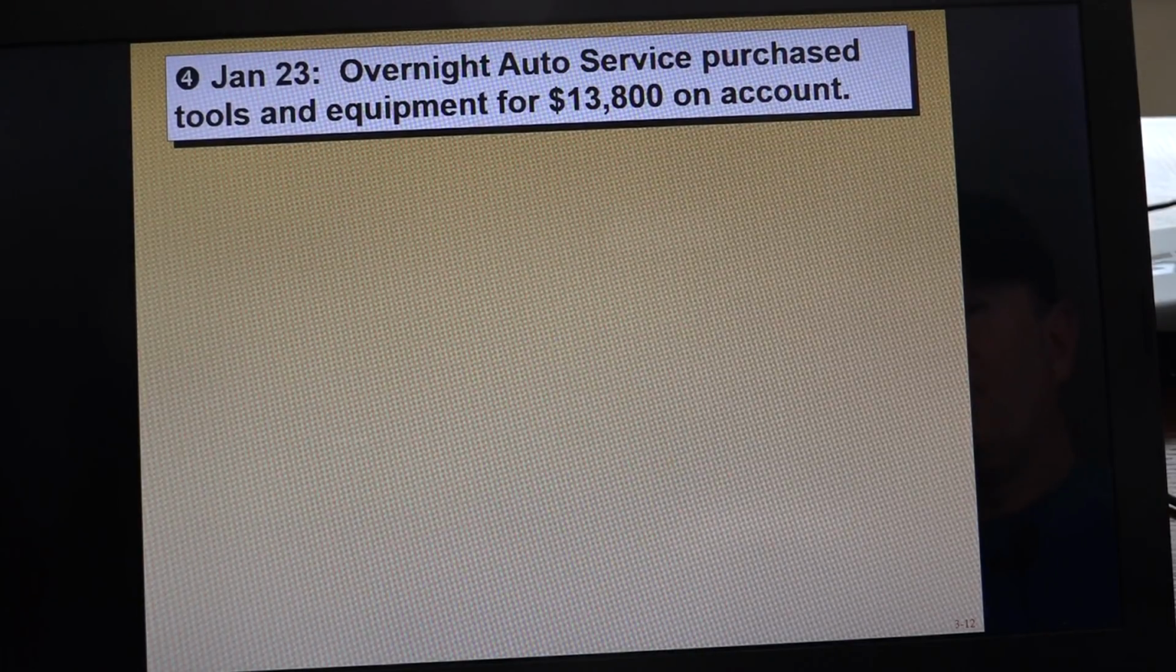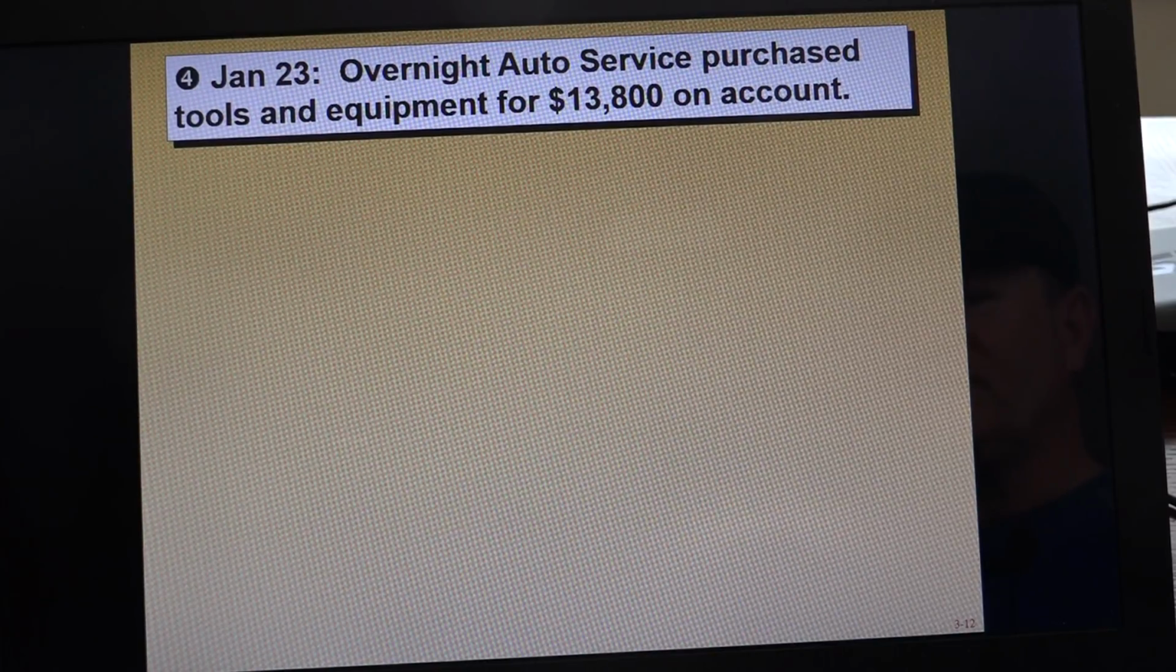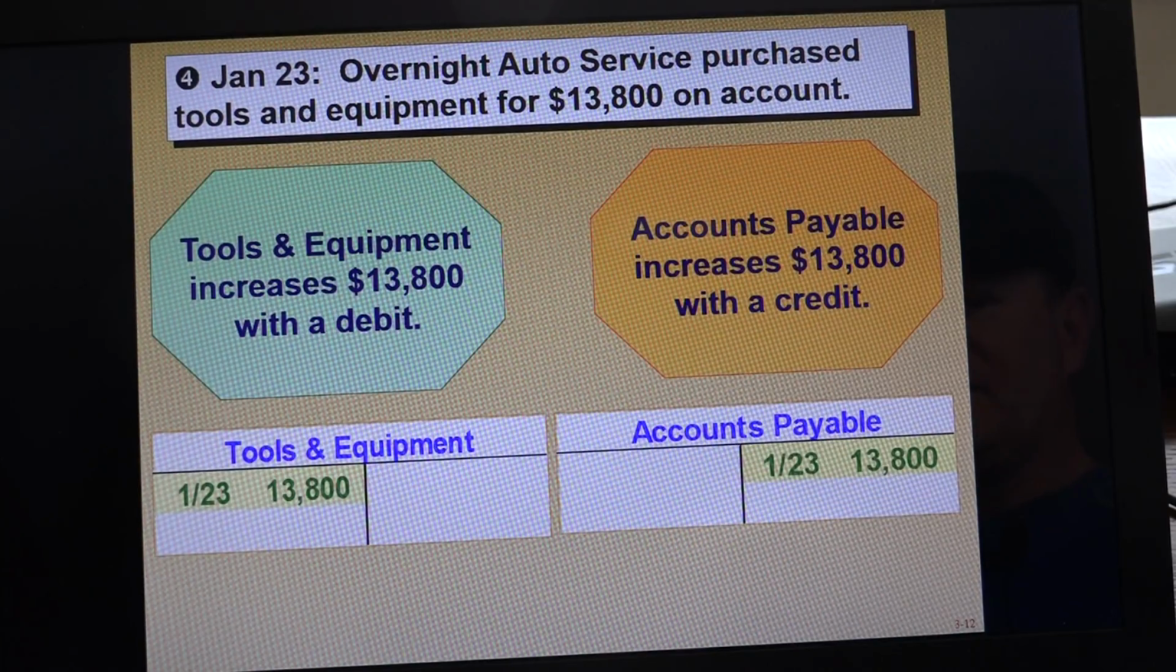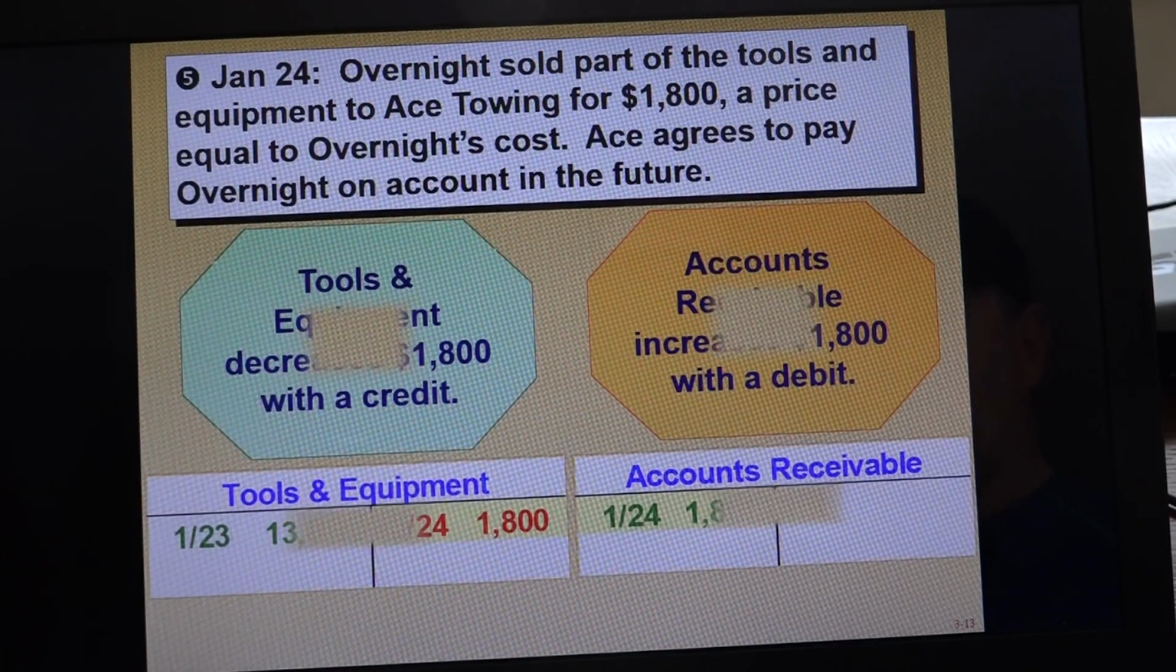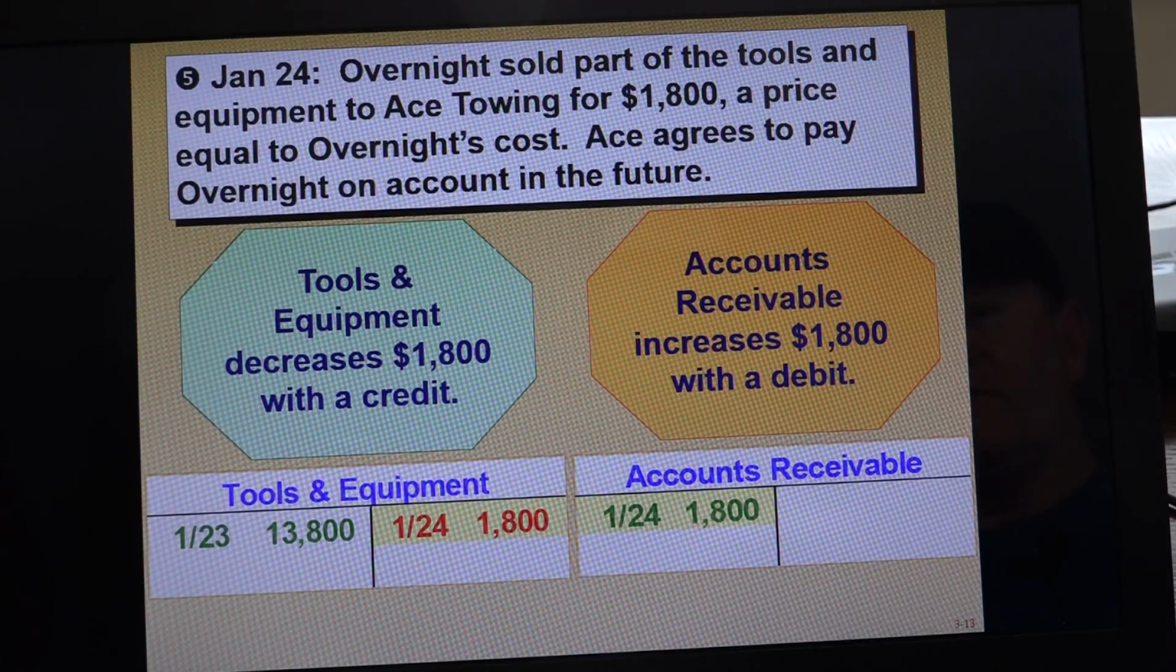January 23rd, we purchased tools and equipment for $13,800 on account. And so we create a ledger account called tools and equipment and debit it. And we create another ledger account called accounts payable and credit it. Still in balance. January 24th, we sold part of the tools to Ace Towing for $1,800, a price equal to Overnight's cost. Ace agrees to pay Overnight on account in the future.